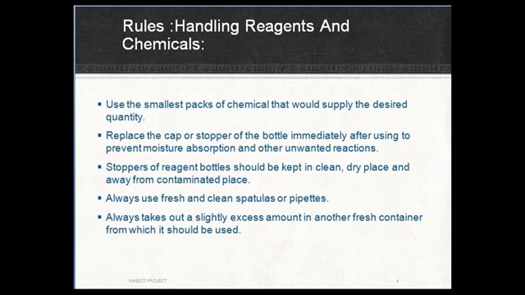Use small packs of chemicals that would supply the desired quality and quantity. Replace the cap or stopper of the bottle immediately after using to prevent moisture absorption. Stoppers of the reagent bottle should be kept in a clean, dry place and away from contaminated places.